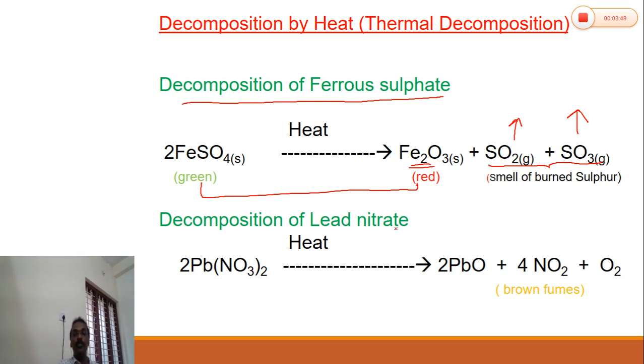Next one is decomposition of lead nitrate. Lead nitrate formula is Pb(NO3)2. This is a white substance. On heating, we get brown fumes. This NO2 gas is brown. It is evolution of gas. Here the change taking place is white color changes to reddish brown. And this is lead oxide. Lead oxide and oxygen gas are formed. So these are two examples of decomposition by heat.